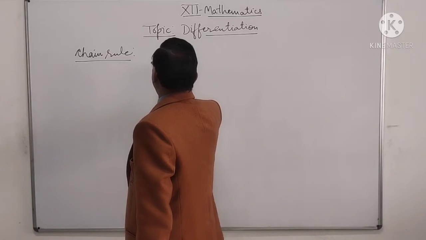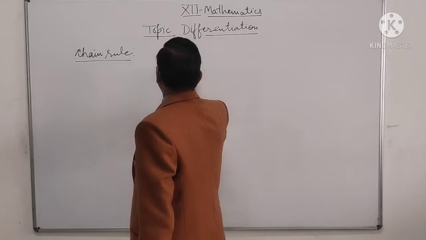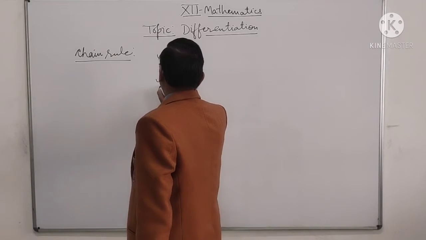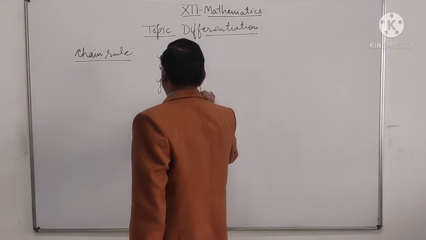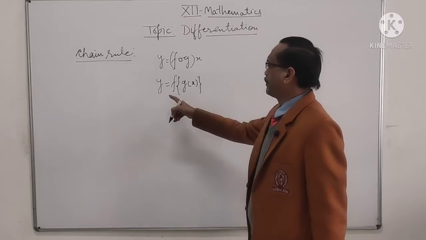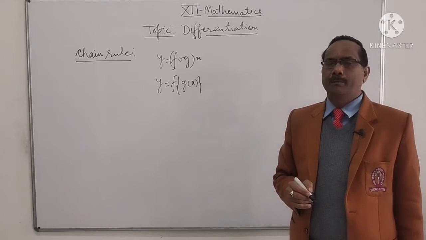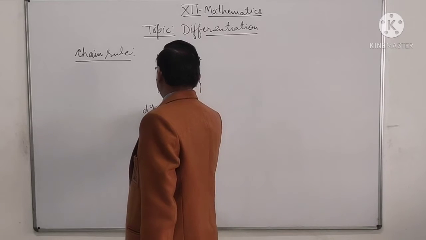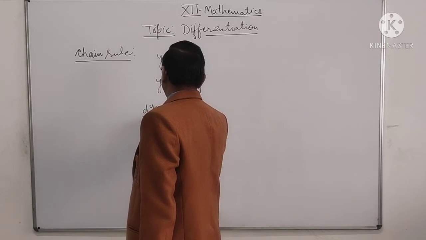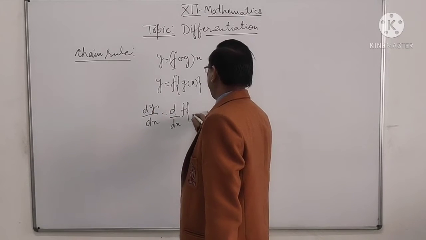Let y equal to a composite function f of g(x). Then y equals f(g(x)). If we differentiate a composite function, then we apply the chain rule. So, to differentiate it, dy/dx equals d/dx of f(g(x)).